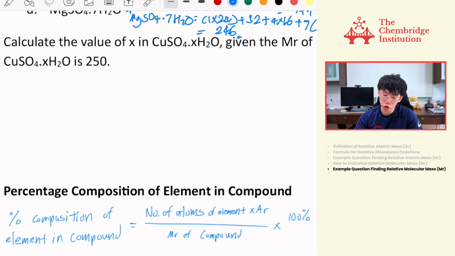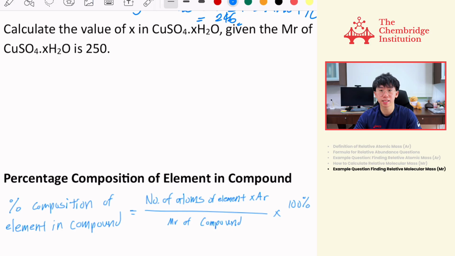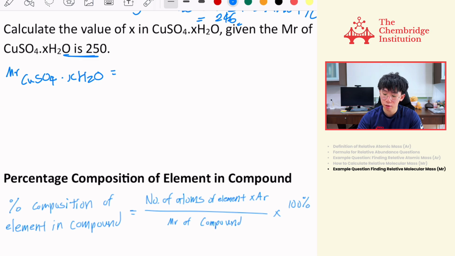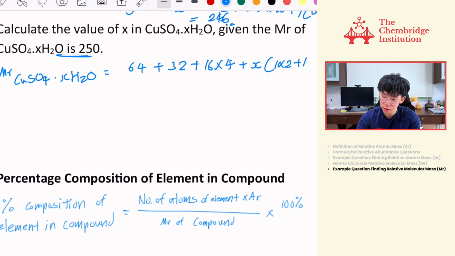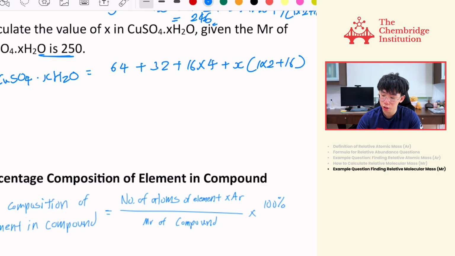Next we want to calculate the value of X in CuSO4.XH2O, where the number of water molecules in a hydrated salt is an unknown. So given the Mr is this, now we're just going to do it the opposite way. So we know the Mr of CuSO4.XH2O is equal to, so you do it normally. We know copper is like 64, plus 32, plus 4 oxygen, so 16 times 4. But now it's plus X times H2O, which is 1 times 2 plus 16. And we know this overall value actually equals this 250.